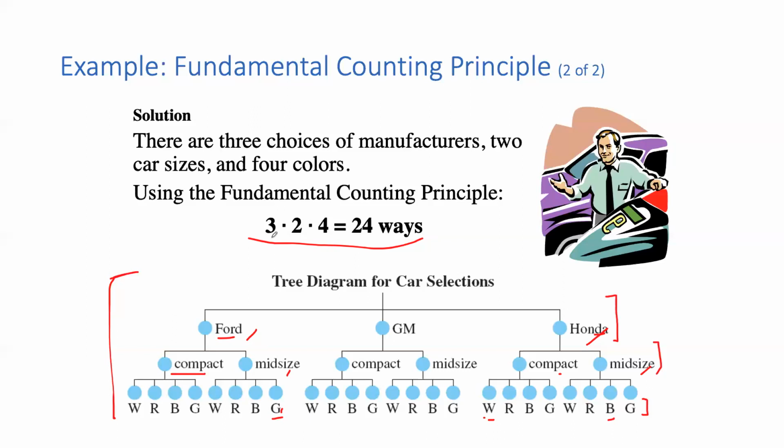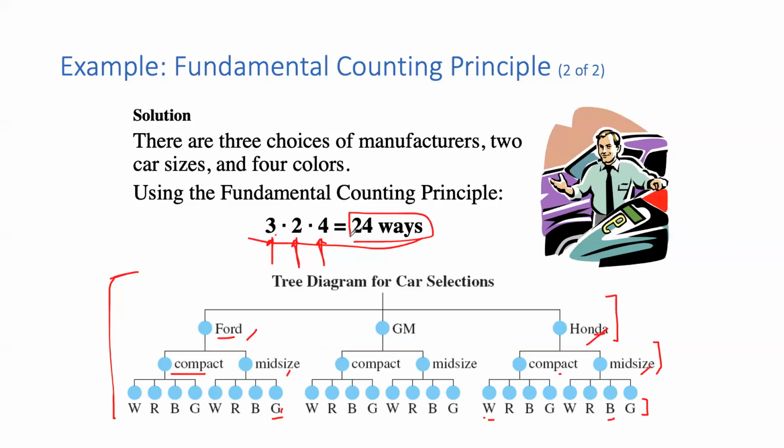There's three ways to choose the manufacturer. There's two ways to choose the size of the car. And there's four ways to choose a color for the car. So there's M ways to choose the manufacturer, N ways to choose the size, and P ways to choose the color. So there's M times N times P ways of choosing a car in sequence this way. And that's 24 different ways.